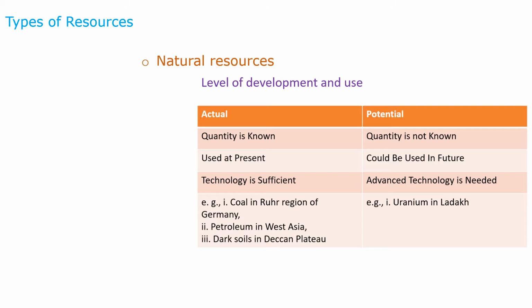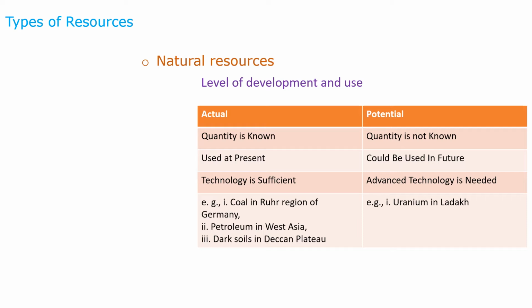As we said, actual resources we are using at present. In other terms, the technology is sufficient to use them. But the potential resources can be used in future because the technology we have is not sufficient. There may be a day when you use these potential resources also, when there is advanced technology. For example, advanced technology can make a potential resource into an actual resource.